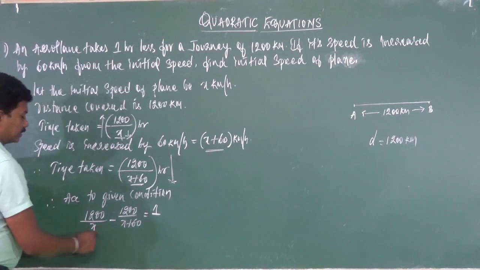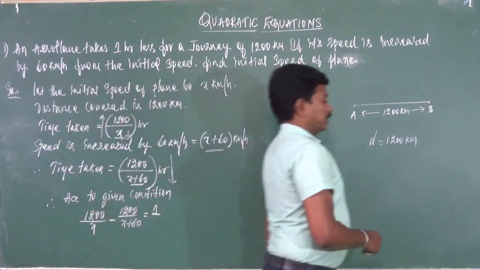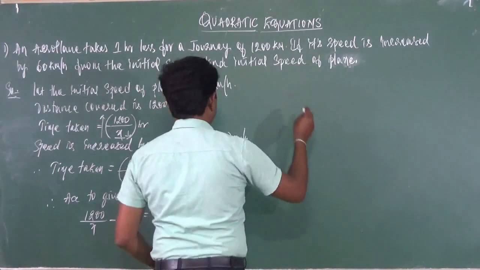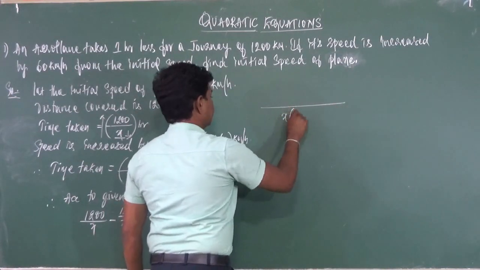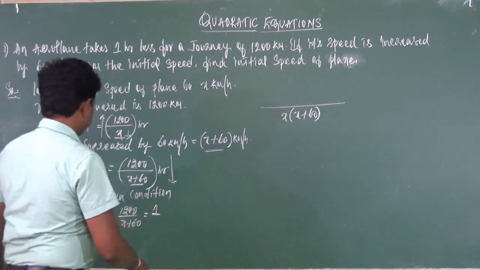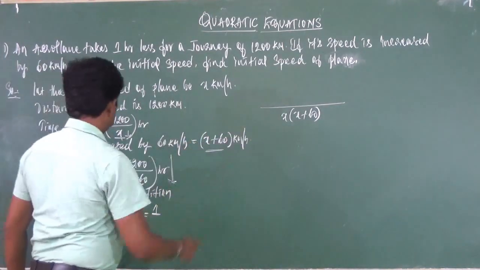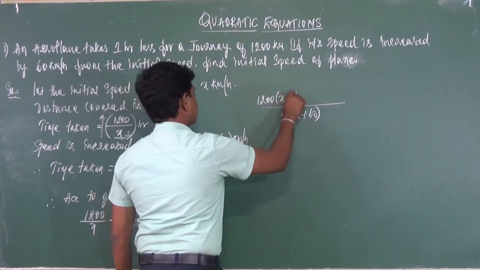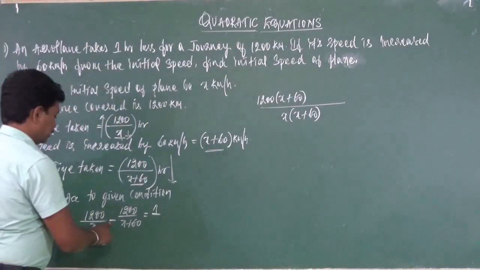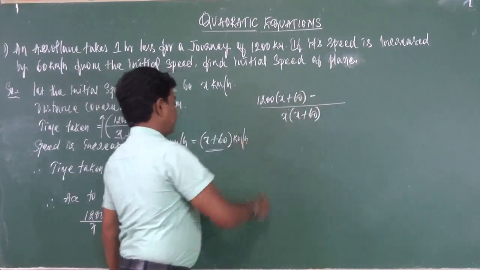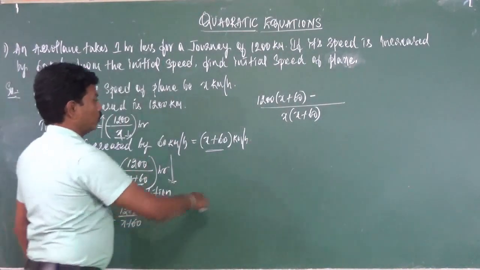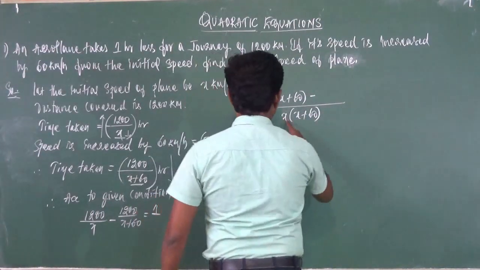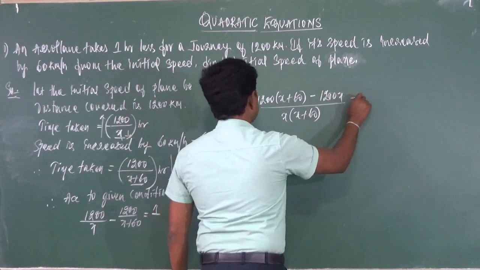So let us take the LCM for x and x plus 60. So LCM for x and x plus 60 is x into x plus 60. Right, let us take the first fraction, 1200 by x into x plus 60. x and x cancel, so remaining is 1200 into x plus 60. We have to be very careful with the sign here. So we have minus, so put the minus sign. 1200 by x plus 60 into x plus 60. x plus 60 cancels, so remaining is 1200 into x. That is 1200x, equal to 1.